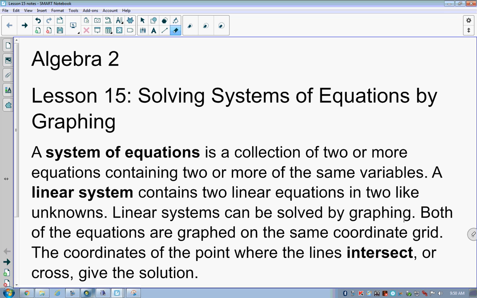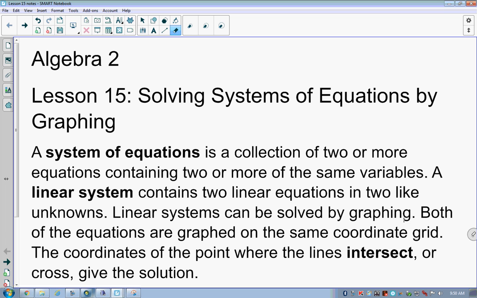Algebra 2, Lesson 15, Solving Systems of Equations by Graphing. There is a limitation on what I can actually do on this particular format, so we'll be able to see a little bit more whenever we start answering some questions. Up to this point it's going to be talking about things we can't necessarily see.